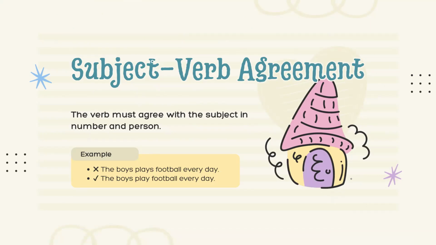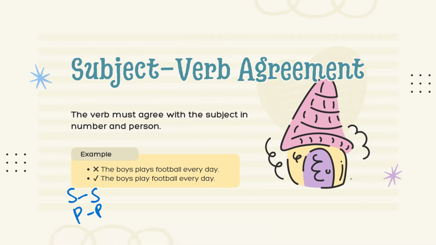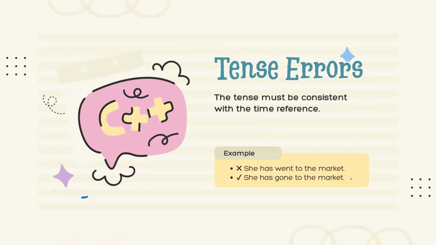Subject verb agreement means the verb must correctly match the subject in number and person. For example, "the boys plays football" is incorrect. Why? Because it should be "the boys play football." Always match a singular subject with a singular verb and a plural subject with a plural verb. The only catch is, if you add S to the subject, it becomes plural, and if you add S to the verb, it becomes singular. Always remember this.